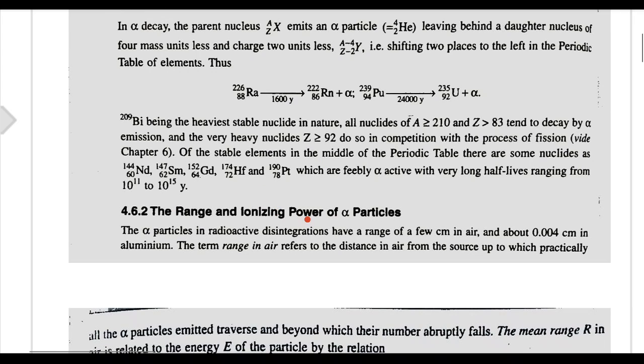The range and ionizing power of alpha particles. The alpha particles in radioactive disintegrations have a range of a few centimeters in air, and about 0.004 centimeter in aluminium. The term range in air refers to the distance in air from the source up to which practically all alpha particles emitted traverse, and beyond which their number abruptly falls.